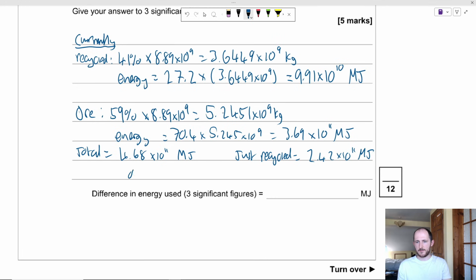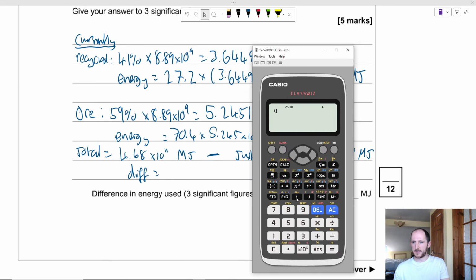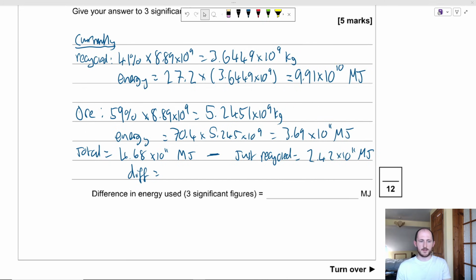So the difference is, you can actually just subtract the numbers in front, by the way. You can just do 4.68 minus 2.42 and then put it as times 10 to the 11. But all you're doing is subtracting those two numbers. So 4.68 multiplied by 10 to the power of 11 minus the answer gives me 2.26 times 10 to the power of 11 megajoules. And that's it. So for 5 marks, it's not too bad. And again, you could do this a lot faster if you just used your calculator instead of rounding all the numbers and writing them all out. So hopefully that isn't too bad.